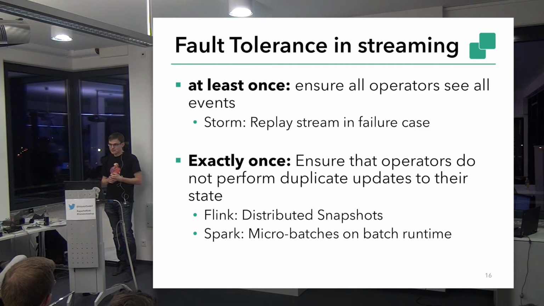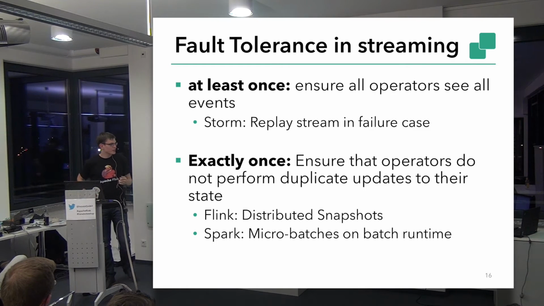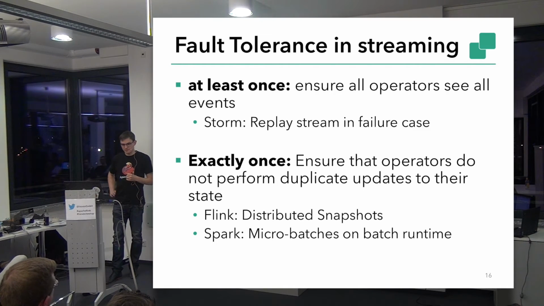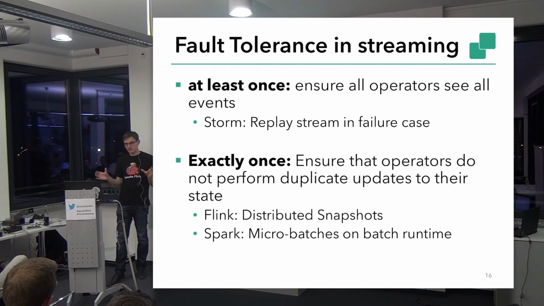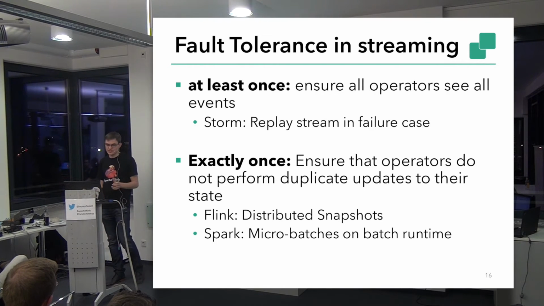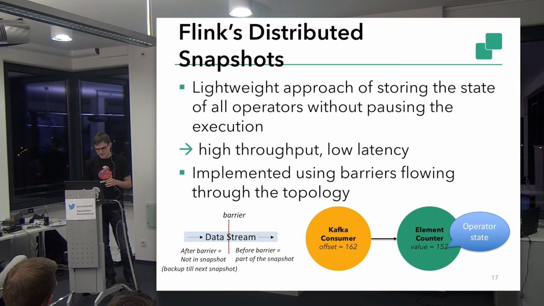So Flink is using distributed snapshots. It's a variant of the algorithm that has been proposed by Chandy and Lamport quite some time ago. And Spark is doing micro-batches on their batch runtime. So the Spark approach usually leads to very high latencies because these batches are basically the limitation for the latency. So if you have a batch size of 5 seconds, your latency is always at least 5 seconds. In Flink you have a much lower latency.